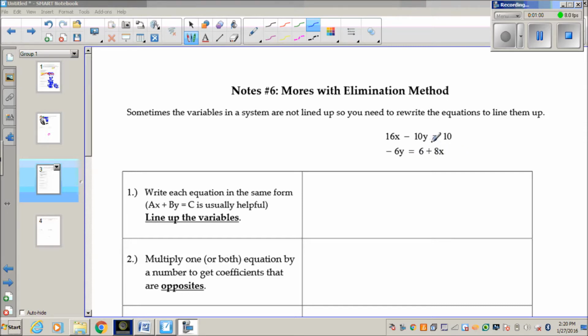So what I'm going to do is rearrange one of these equations so that they line up. Well, in the first equation, the x and the y are together on the left side. So in the second equation, I'm going to subtract 8x so that instead of being on this side, it'll be on the left side with the y, so it'll line up with this one. So on the second equation, I'm going to subtract 8x from both sides.